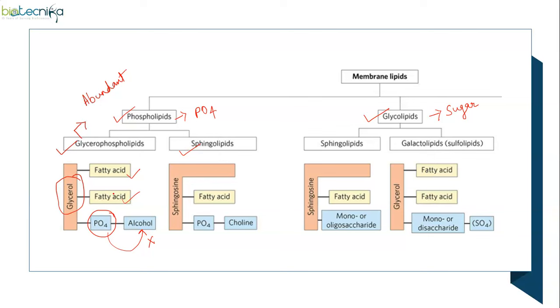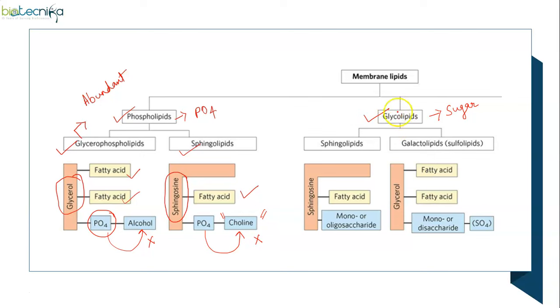Similarly, for sphingolipids, as the name indicates, we have sphingosine as their backbone. They will have 1 fatty acid chain attached. Phosphate also will be there, which will be connected to any X group. For example, here it is mentioned choline. So, depending upon the X group, the name of the lipids will vary. That is about our phospholipid classification.